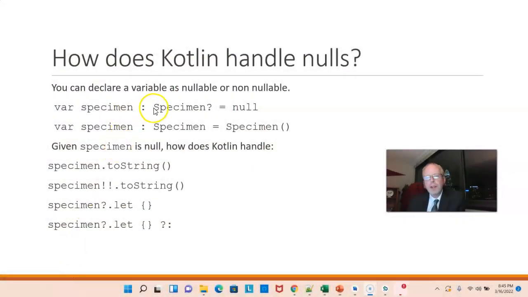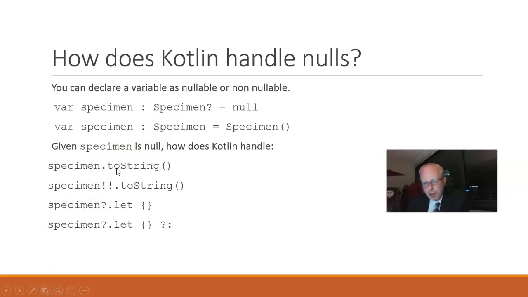So let's go with the first definition where we have specimen as a nullable type. And let's consider the following possibility. If I try to invoke a function on a variable that does not contain an object, so in other words, a null variable, the default behavior for Kotlin is simply to return null or propagate null back in lieu of throwing a null pointer exception.